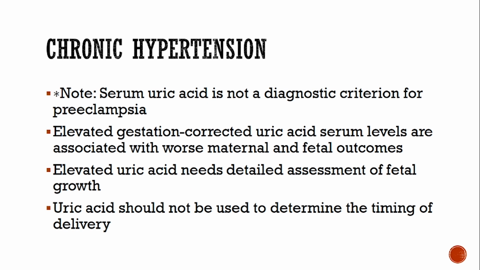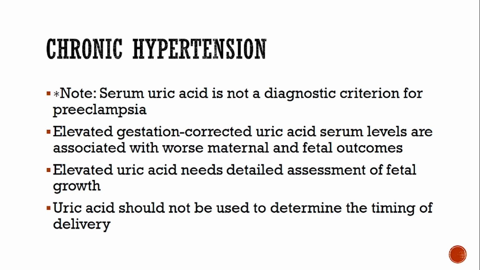But it is important to note that serum uric acid is not a diagnostic criterion for preeclampsia. We said that. And elevated gestational-age-corrected serum uric acid levels are associated with worse maternal and fetal outcomes. This is contrary to what we said about massive proteinuria, which we said has a worsening fetal outcome when it's massive. Then elevated uric acid needs detailed assessment of fetal growth. It's important to do that.